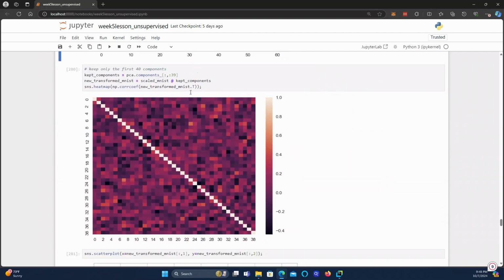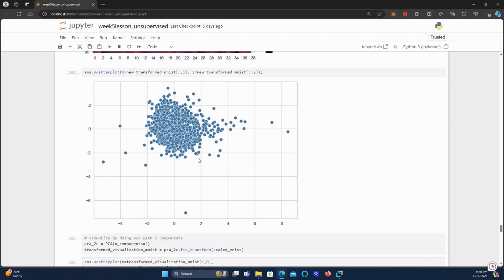So here, if we only keep the first 40 components and we look at the correlation, it's not quite zeros, but it's been significantly reduced, I think. And if we plot the first two components next to each other, there we go. Then we see that they're pretty random looking. It just looks like a big clump. It doesn't look like there's any relationship between these two columns whatsoever.